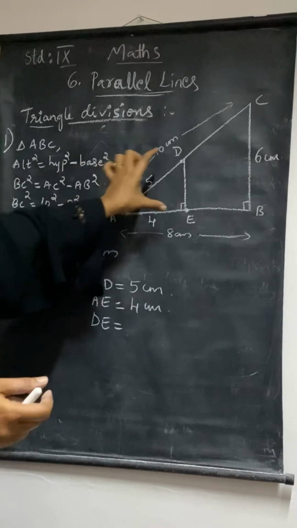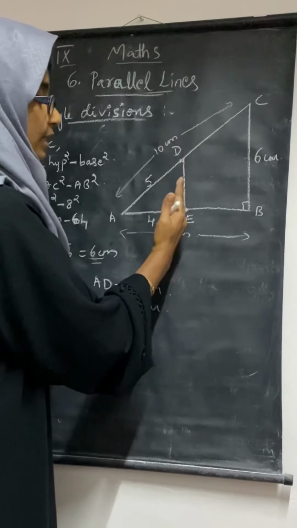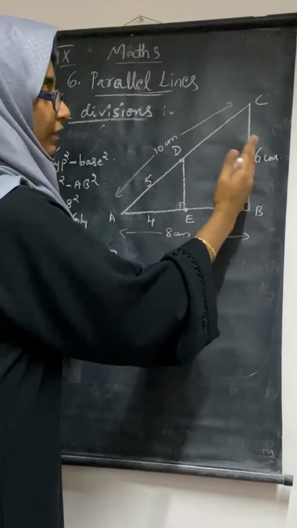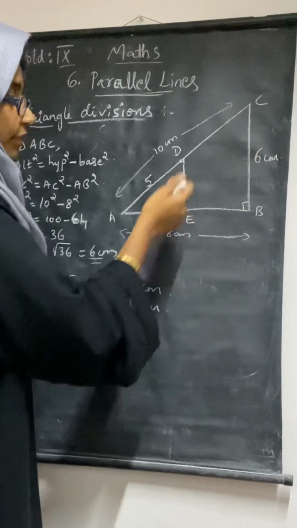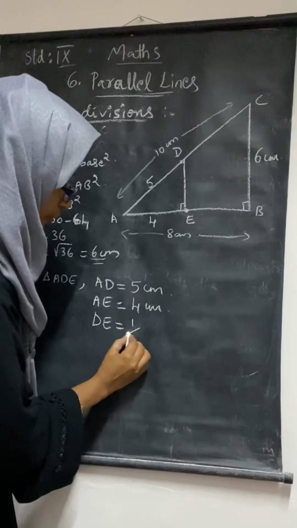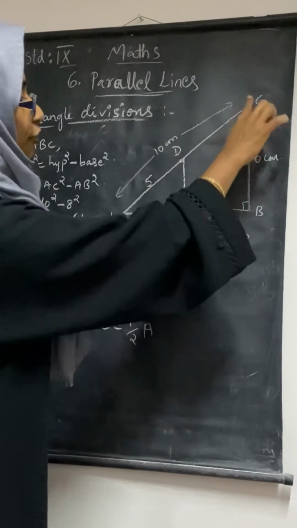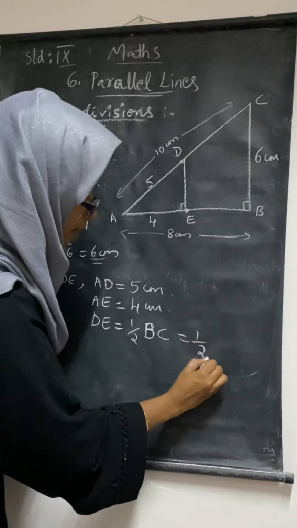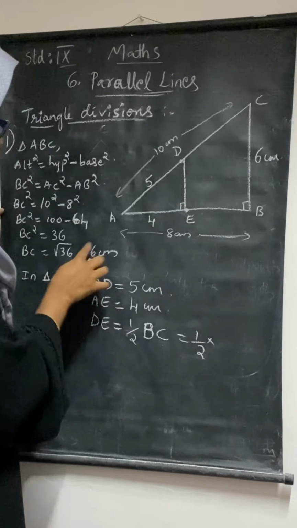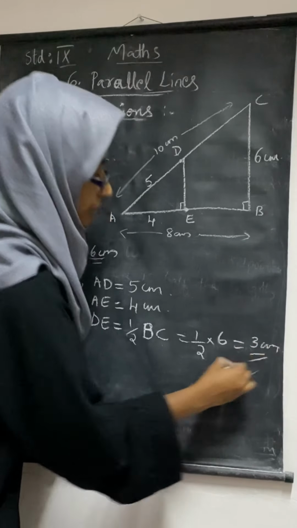Now DE we want. We have studied that if it is passing through the midpoint, the length of that line will be half of the parallel line, which is BC. So DE is equal to half of BC. Half into BC. How much did you get? BC, 6 you got. So half of 6, how much? 3 centimeter. So this is the problem.